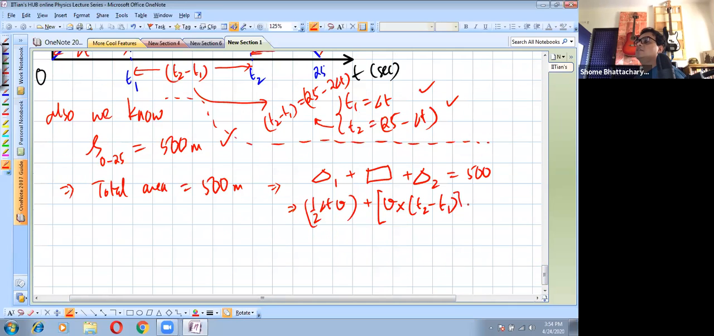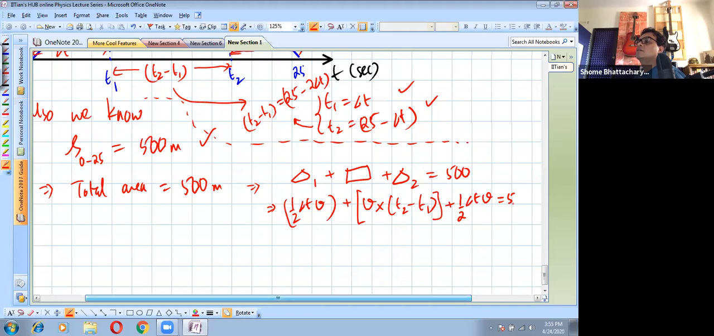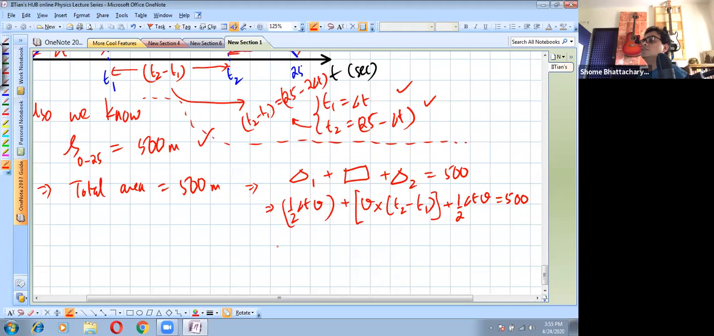Plus the second triangle, which is again the same as the first triangle, plus half base into height. So this all should be equal to 500. Okay. So this is the equation I've got so far. Now you can see in this equation I still have two variables. V is there and delta t is there. And of course T2 minus T1 I'll substitute. Okay. So I have to reduce it to one variable.